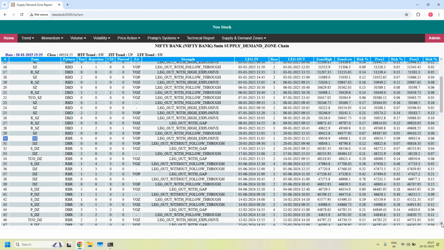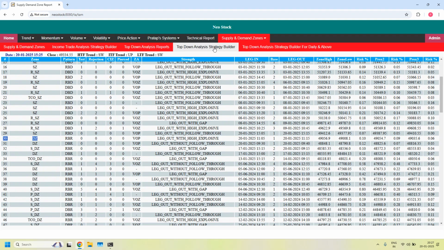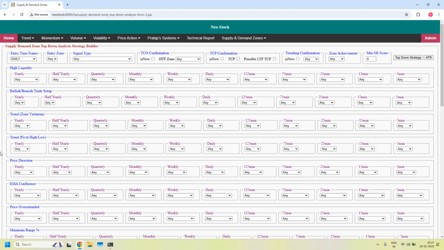So this is about Bank Nifty supply demand zone chain. Next we will generate bullish and bearish trade setups for monthly income, weekly income and daily income trades. First let's start with the bullish trade setup, monthly income trade, entry time frame daily, entry zone demand zone. Bullish or bearish trade setup at daily, I am selecting bullish.